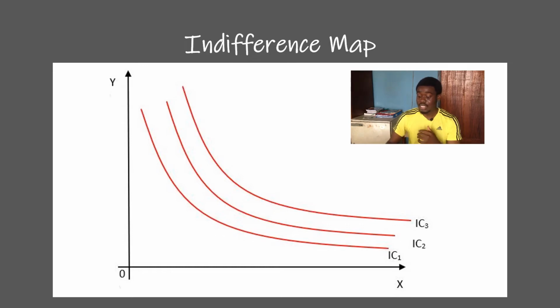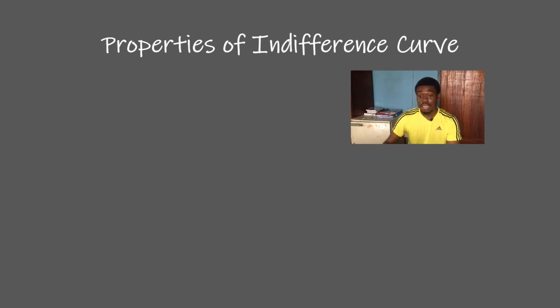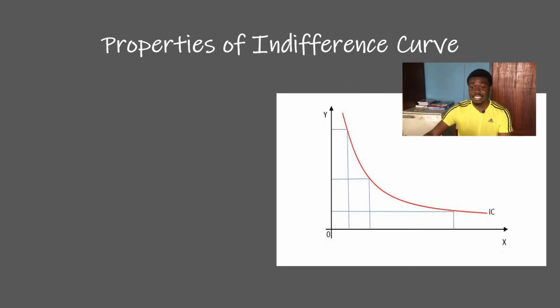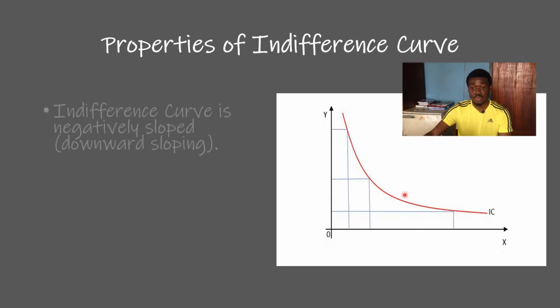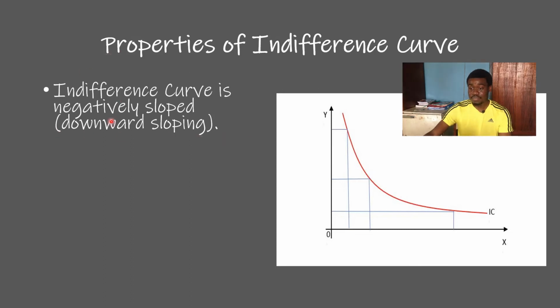So now, moving on, we have the properties of the indifference curve. We have the curve again, and the first property is that the indifference curve is negatively sloped. As you can see, the curve is negatively sloped and downward sloping. Now, moving on, we can say it is convex to the origin. I want you to pay attention to this. The indifference curve is convex to the origin.